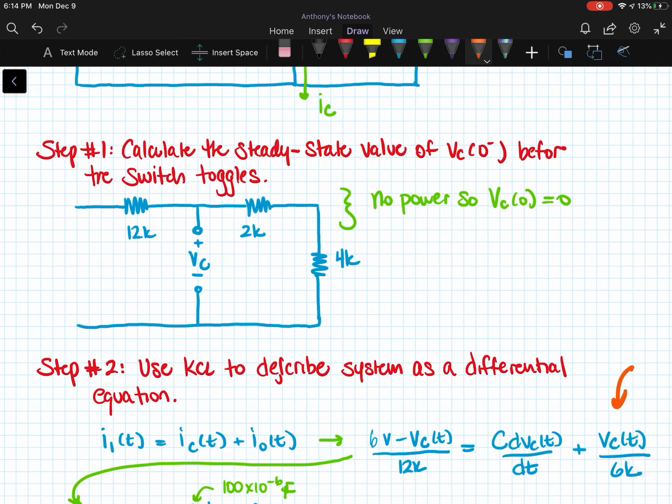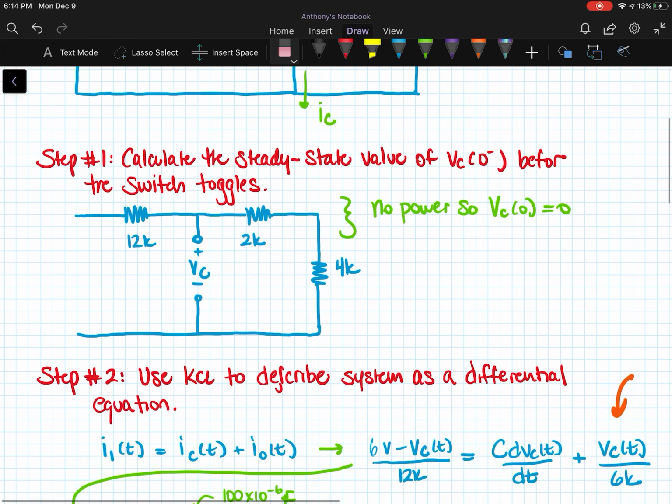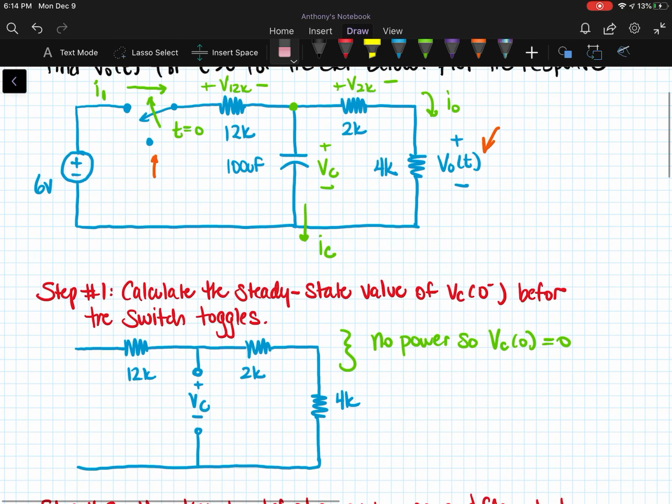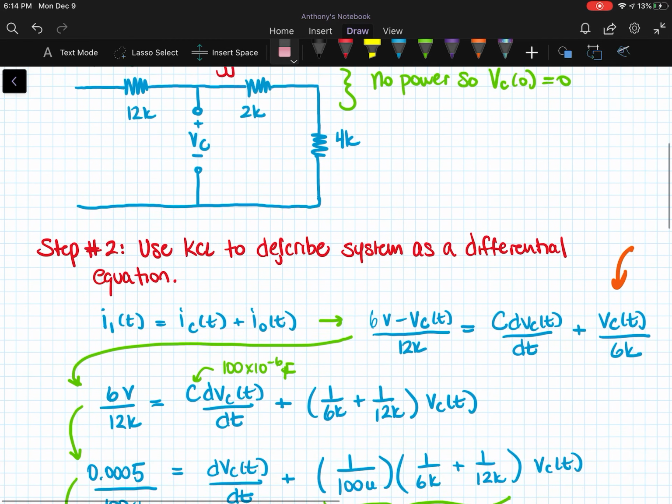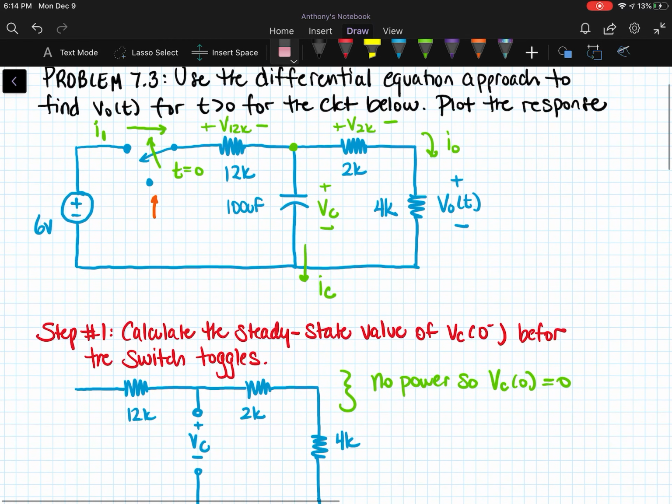The first one is to calculate the steady state value for the state variable, which here is the voltage across the capacitor, before the switch toggles. And so this is what the circuit is going to look like before the switch toggles. Essentially, the left-hand side of the circuit, including the 6-volt source, will be cut off from the rest of the circuit. Now, what we have here essentially is a single node pair.